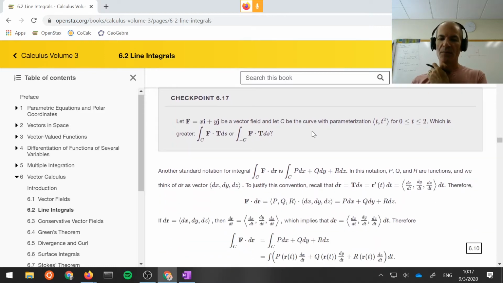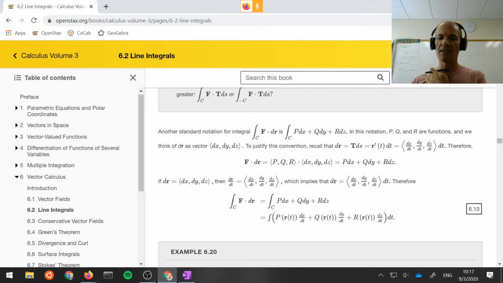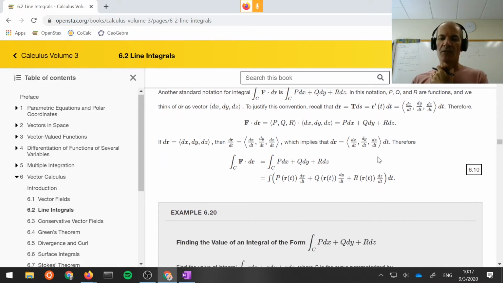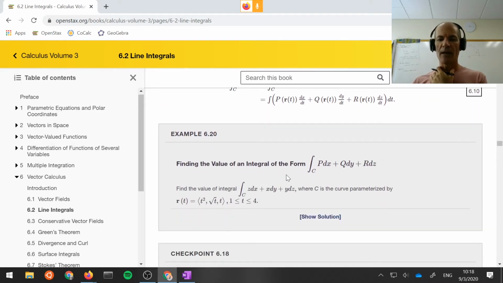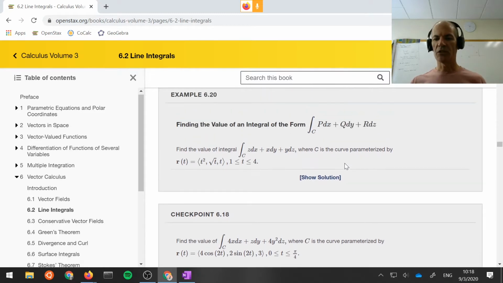Some textbooks also use dx, dy, dz. So F dot dr is the dot product of F with dr, which people often express as dx, dy, dz. So you will often see, if F is a vector field of the form P, Q, R, then F dot dr is the same as integrating P dx plus Q dy plus R dz. What I usually do is immediately shift back to F dot dr notation, and then I ignore this. But it's helpful to understand what's going on here.